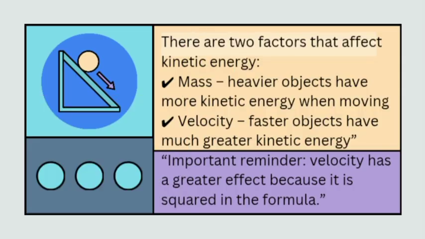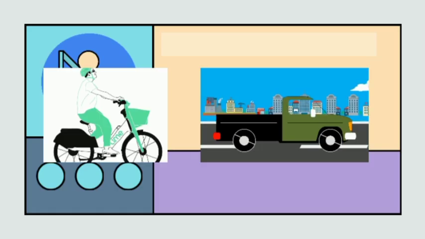Also, there are two factors that affect kinetic energy. First is the mass. Heavier objects have more kinetic energy when moving. And second is velocity. Faster objects have much greater kinetic energy. An important reminder: velocity has a greater effect because it is squared in the formula.